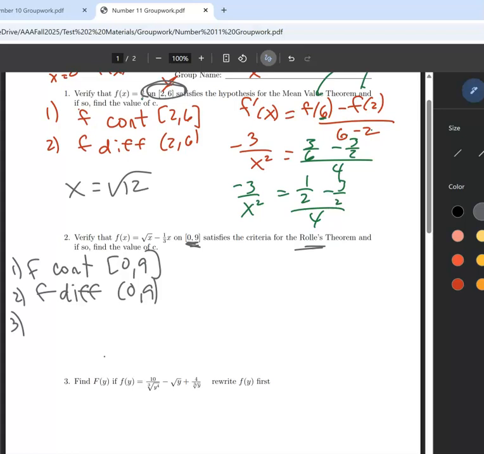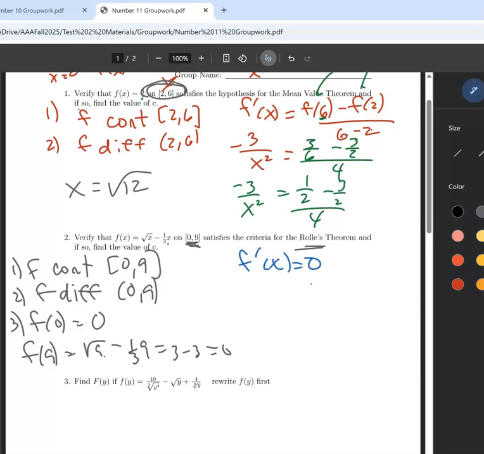So Rolle's says I have to make sure f of 0 and f of 9 are the same number. If I plug in 0, I get 0. If I plug in 9, I get root 9 minus 1/3 times 9. That's 3 minus 3. That's 0. Okay, so now I want to make sure I can find the x value that makes the derivative equal to 0. So let's go take the derivative.